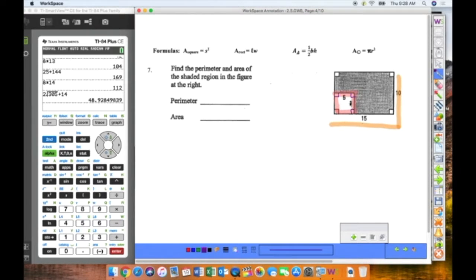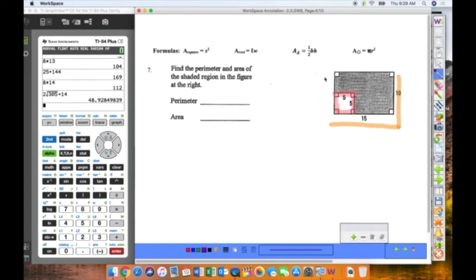We can prove it later, but we don't have enough information right now in this class to prove that that's really a square. But 5 by 5, this is a square on the inside. There's lots of ways to find the perimeter and the area of this. So let's just start with the perimeter first off.